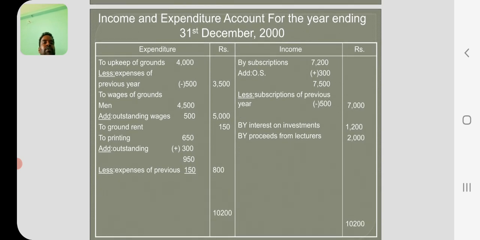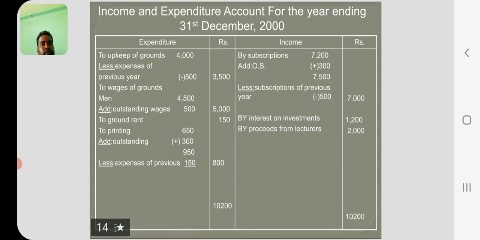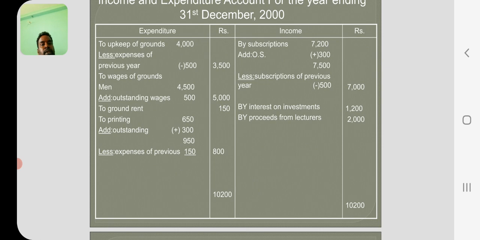So see here, first we are preparing income and expenditure account for the year ending 31st December 2000. Expenditure rupees, income rupees. To upkeep of grounds 4000, less expense of previous year 500, total is 3500.